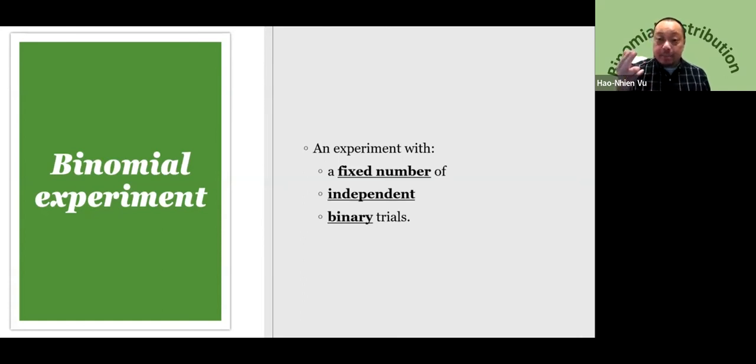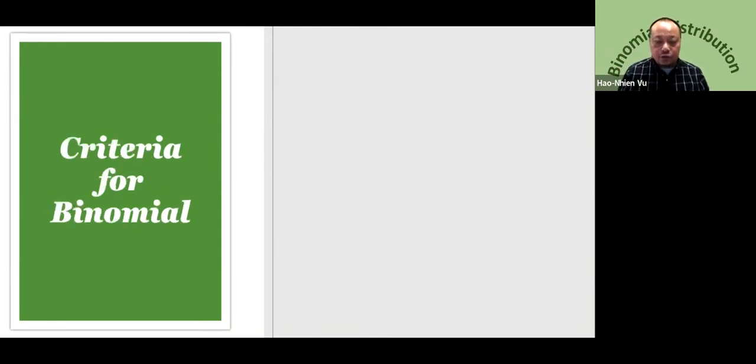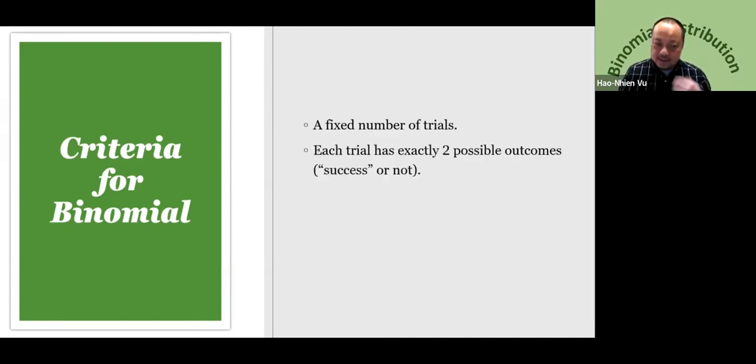So since independence means the probability doesn't change, you can rewrite this definition in terms of the criteria that are usually taught in a statistics class. First of all, you need a fixed number of trials. A binomial experiment repeats a Bernoulli trial a fixed number of times. And since each trial is Bernoulli, then that means each trial has exactly two possible outcomes. One of them we call the success, and the other we call the failure.